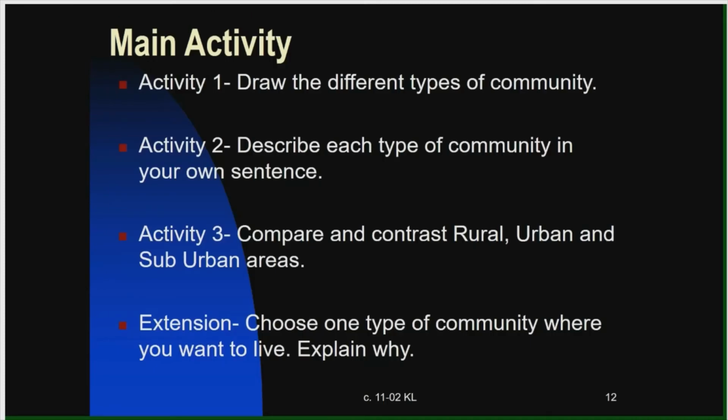And here's your main activity. Activity 1. Draw the different types of community in your copybook. Now, if you're done with that activity, you may write a short description that describe each of the type of community using your own words or your own sentences. And you may also do to compare and contrast rural and urban and suburban, or the suburban and rural areas.